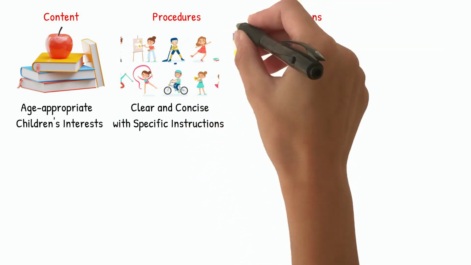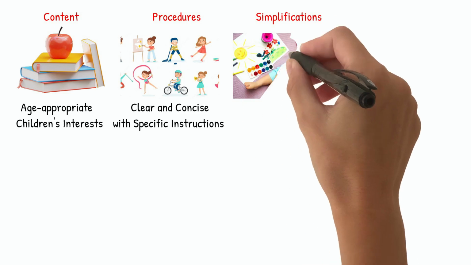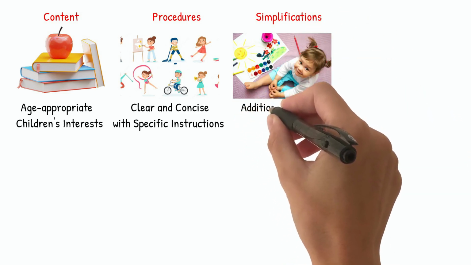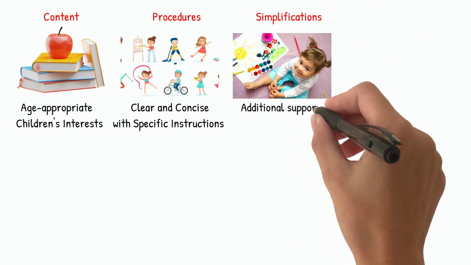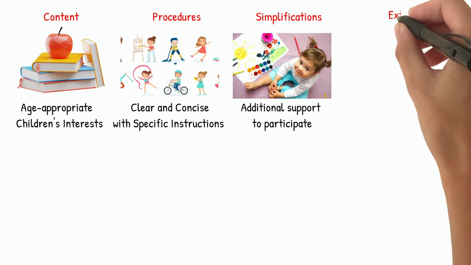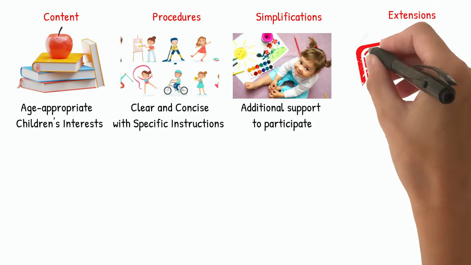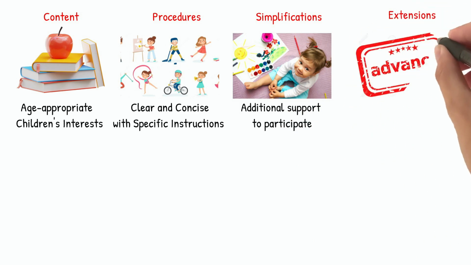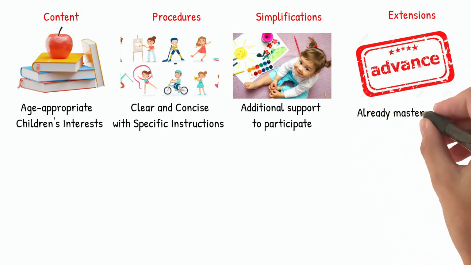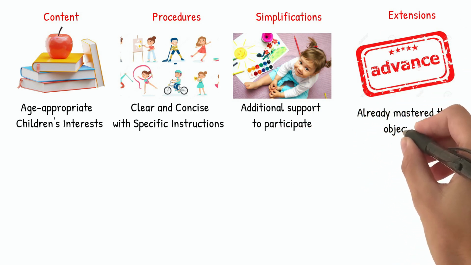Simplifications. Simplifications are ways to modify the activity if the objectives are too advanced for some children. Simplifications should be provided for children who need additional support to participate in the activity. Extensions. The extensions are more advanced steps for children who need something more challenging. Extensions should be provided for children who have already mastered the objectives of the activity.